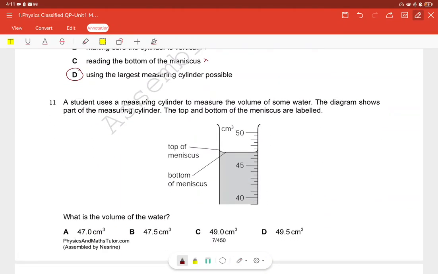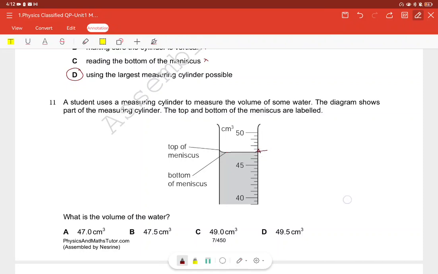Moving on to the next question. A student uses a measuring cylinder to measure the volume of some water. The diagram shows part of the measuring cylinder. The top and the bottom of the meniscus are labeled. This is the bottom of the meniscus and this is the top of the meniscus. What is the volume of the water? Of course, when we're reading, we read the bottom of the meniscus, which is at this level.